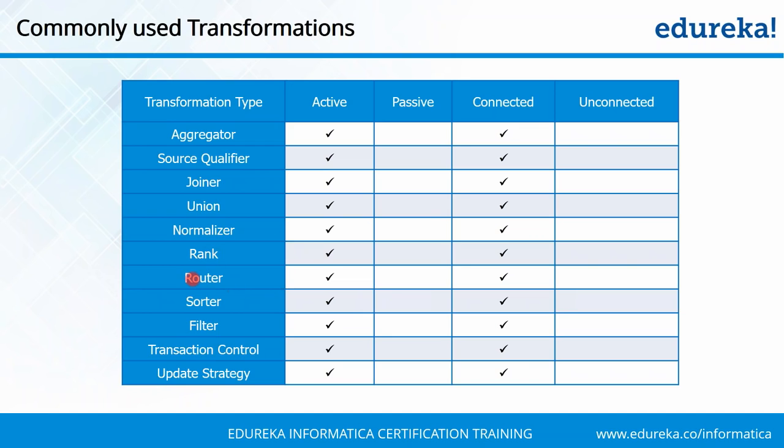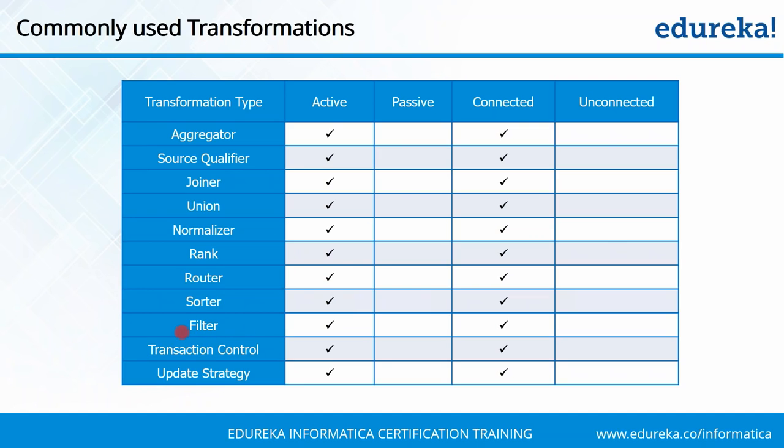Then there's the router transformation. Now the main aim of the router transformation is to group the data that comes to it and then pass it on to other transformations. So let's say you have 100 rows. You can group them as per odd and even and then pass each of these groups to different transformations. Next is the sorter transformation. Now as the name suggests, the sorter transformation helps you in sorting the data either in an ascending or a descending manner.